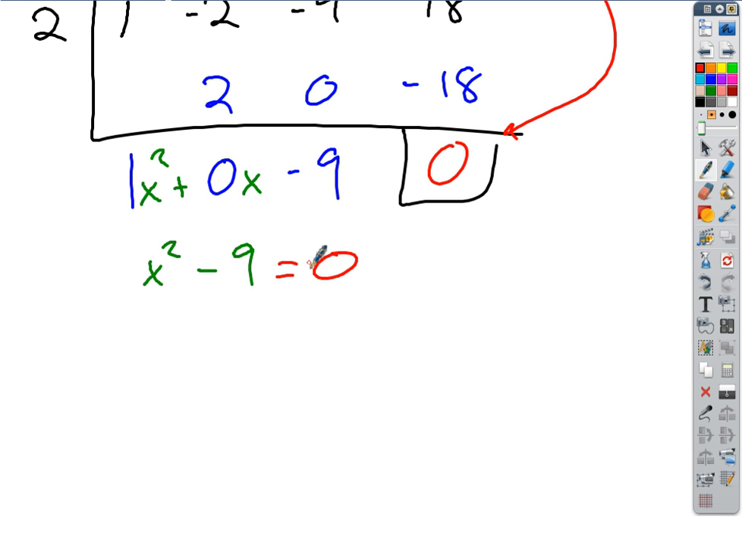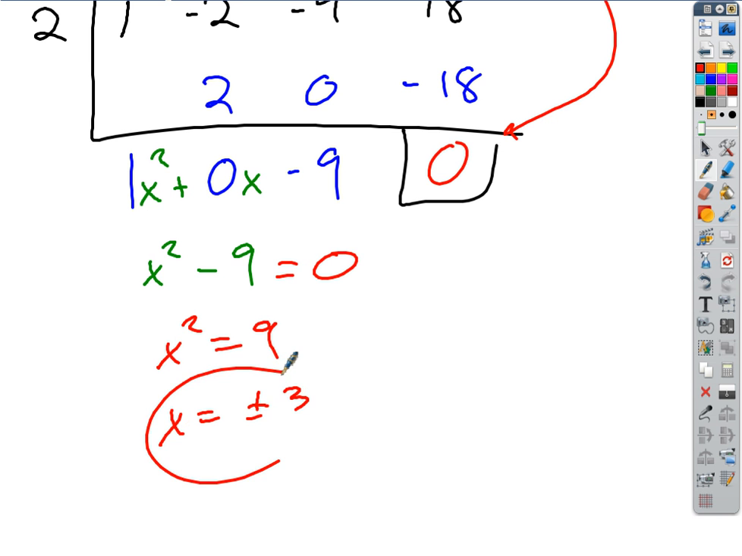How do I solve for x? Add 9. So x is plus or minus 3. So those are my zeros. I get plus or minus 3 and 2.